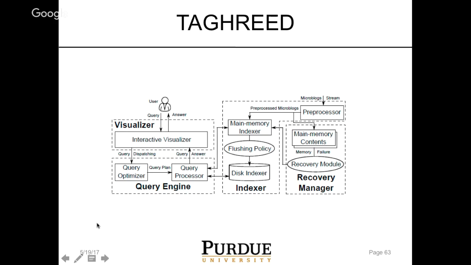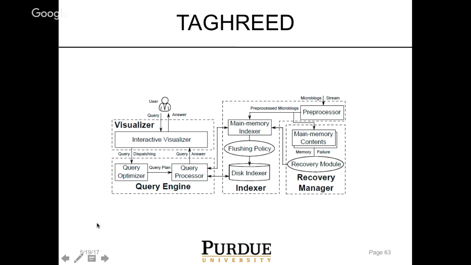And when the main memory is not large enough to hold all the incoming tweets, there is a flushing protocol that takes some irrelevant tweets and puts them into the disk index too. And since this is a main memory system, there is also a recovery manager that handles the situation when one machine fails, what will happen.